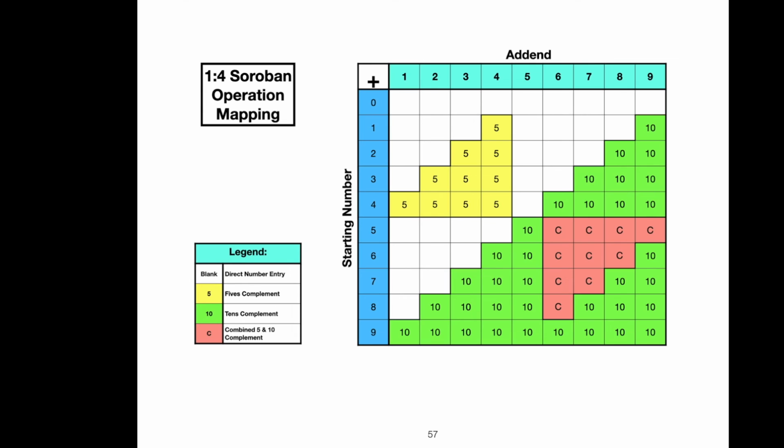So direct number entry problems like 3 plus 6 or 2 plus 2 or 7 plus 2, they're in white. If it's a 5's complement problem, they're in yellow. If it's a 10's complement problem, they're in green. And if it's a combined 5's and 10's complements, those nasty problems, they're in the salmon color. And you might notice this kind of symmetry, this diagonal symmetry between the upper left and the lower right half of the chart, which is kind of an interesting mathematical oddity. But in actual operation, a Soroban operator doesn't really think about memorizing this chart. That's not actually the mental process.